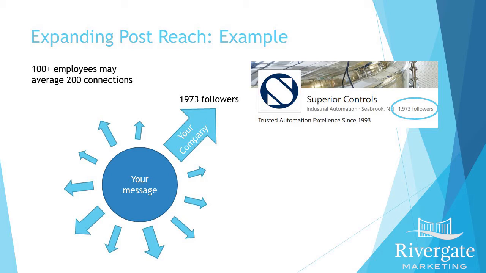Here is an example of expanding post reach by sharing. Your company has a great base of followers. The message can expand even further, possibly by a factor of 10, if employees share the company post. If your company has 1,973 followers, that is theoretically the maximum number of people who could see a post, excluding engagements. But if each of your 100 employees shared the post to their 200 connections, the potential audience grows to nearly 22,000.